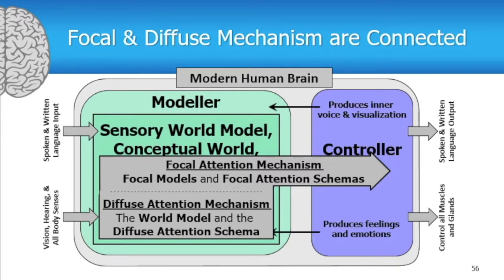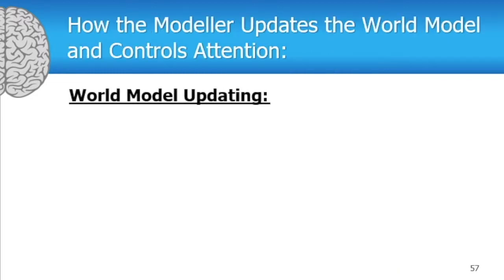So let's look at how the modeler and the diffuse attention mechanism update the world model and control attention. We'll start with the world model updating. Let me preface this part of the talk by saying that the sequential procedural processing steps I will be describing here are not the way the brain implements this functionality. I am talking like a software engineer here, and I am describing the functionality needed using the language of software engineering. However, I am absolutely certain that evolution has not used this particular design paradigm to produce the human brain. Brains are massively parallel processors that do not follow these kinds of sequential processing steps. So treat this as a rough description of the kinds of functionality the brain somehow implements, rather than a description of how the brain implements this functionality.